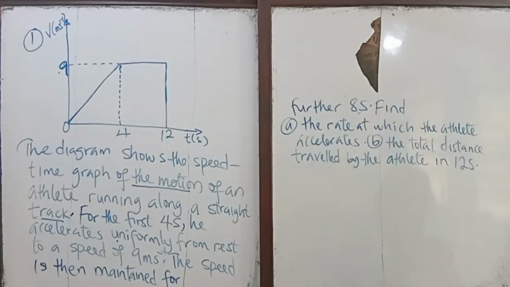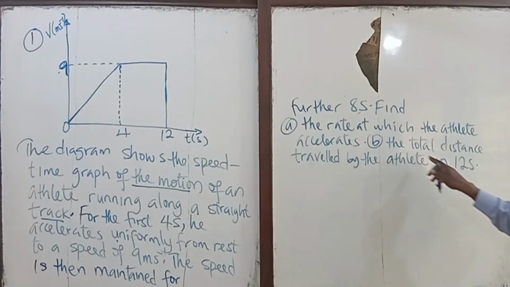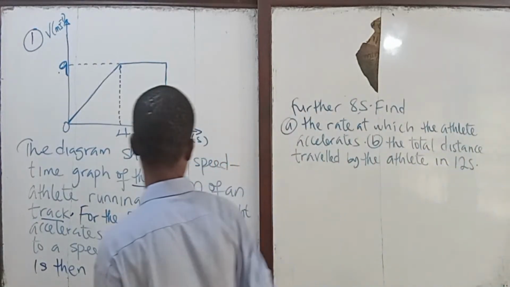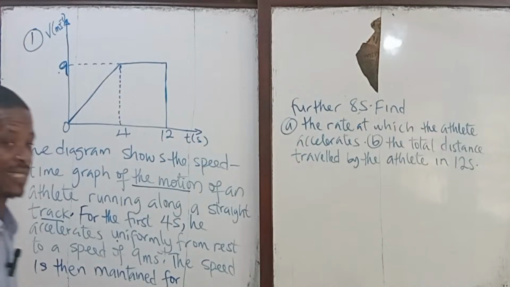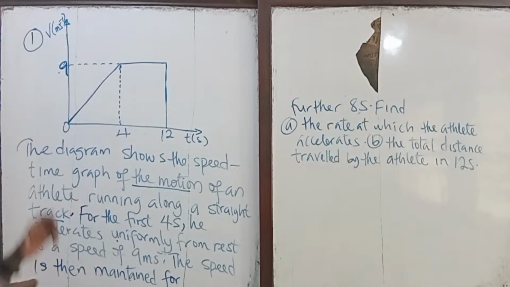Find A, the rate at which the athlete accelerates. B, the total distance traveled by the athlete in 12 seconds. Okay, so the first one, we are told to find the rate at which the athlete accelerates.